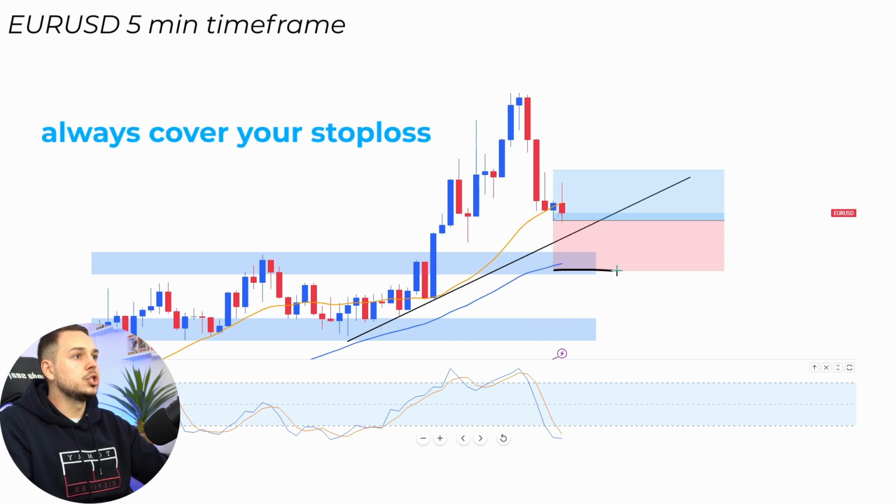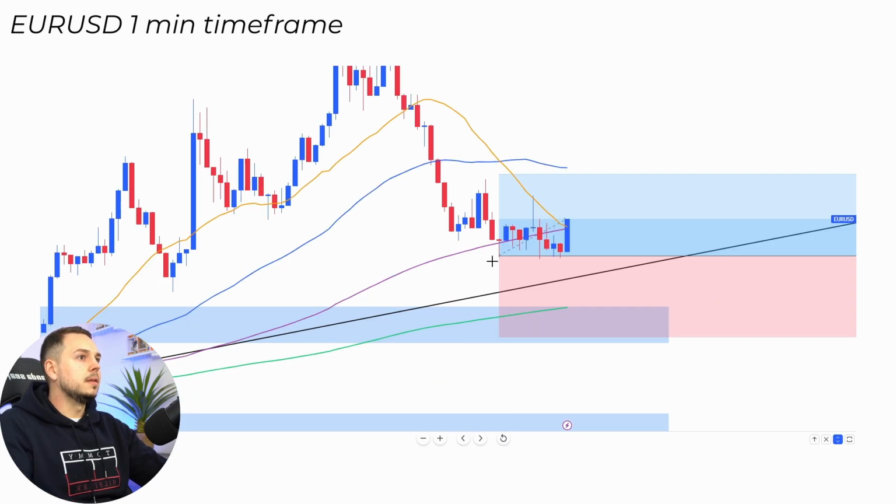Our stop loss is just below the 50 moving average. We should be able to push towards the upside once again to retest the previous top level. Okay, nice. 1 minute is getting a form of rejection just off here. Hopefully it breaks the 20 moving average. We'd love to see that. Then we can aim for somewhere around here. That's where my take profit is.